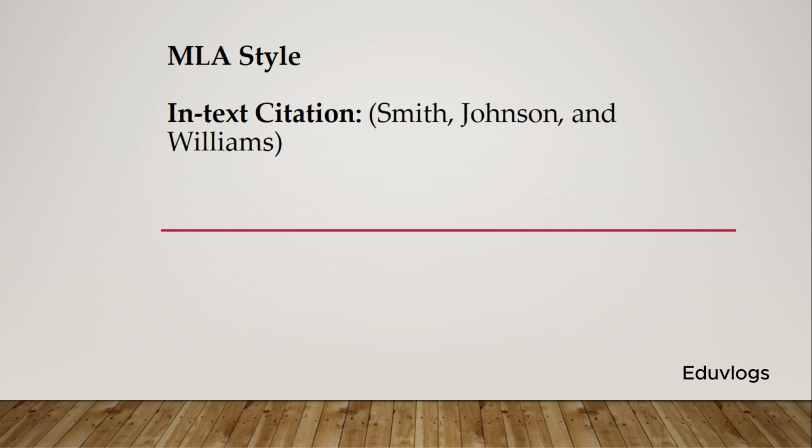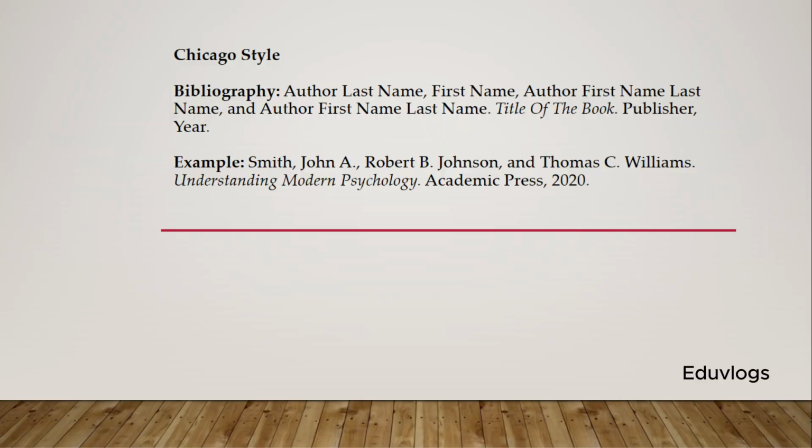Now, let us look at the Chicago style of referencing. For bibliography, all you need to do is to write the first author's last name, then the first name, second author's first name and the last name, third author's first name and the last name, the title of the book, publisher, and the year. Example: Smith, John A., Robert B. Johnson, and Thomas C. Williams. Understanding Modern Psychology, Academic Press 2020. Now, Smith John A., Robert B. Johnson, Thomas C. Williams are the names of the authors. Now, in this case, we have three authors writing one book.